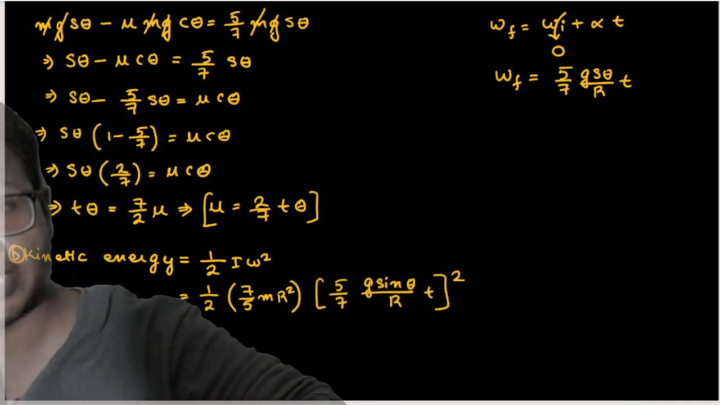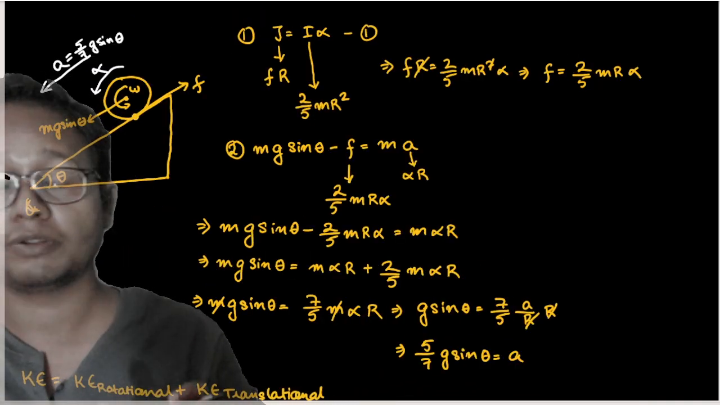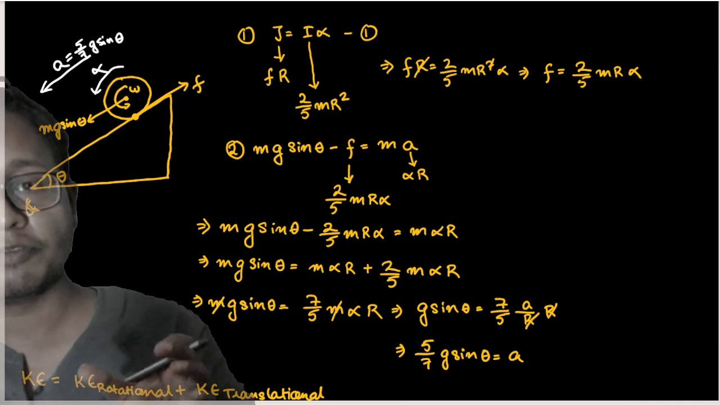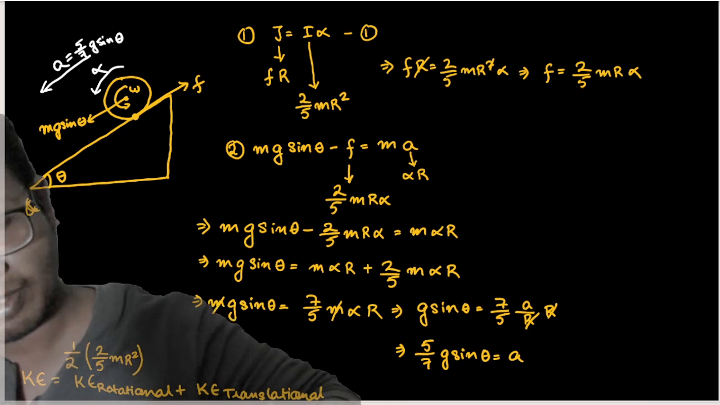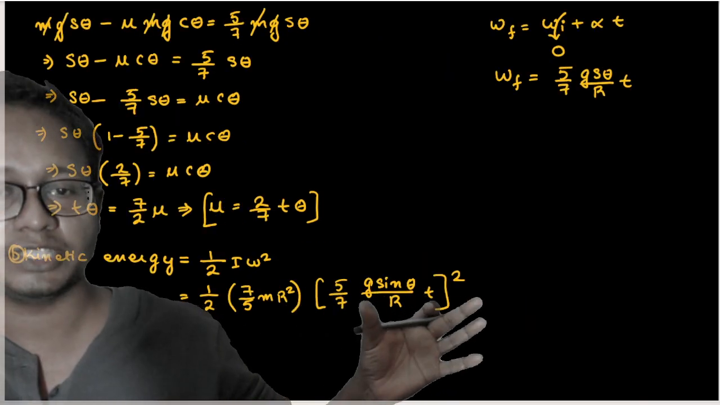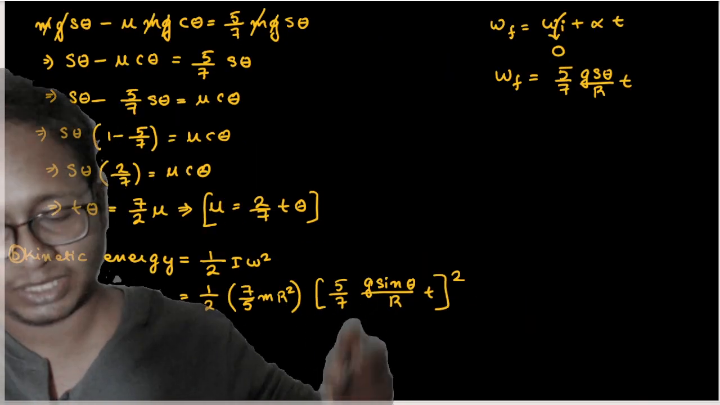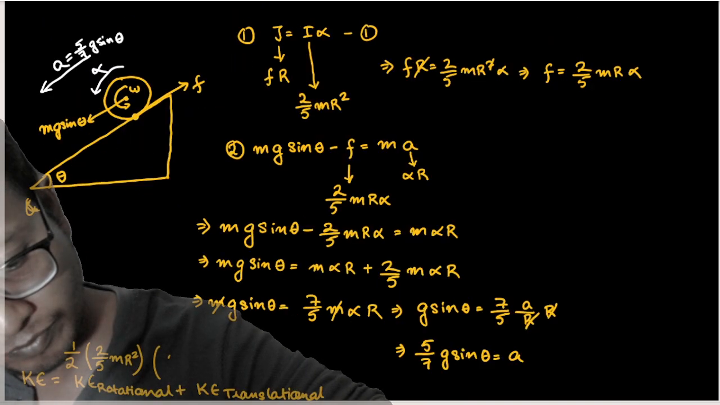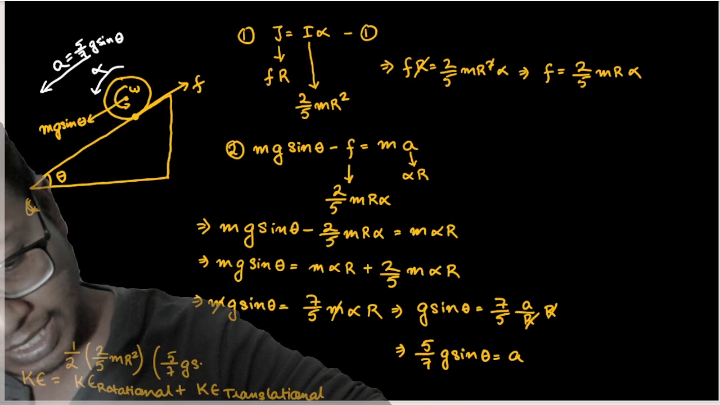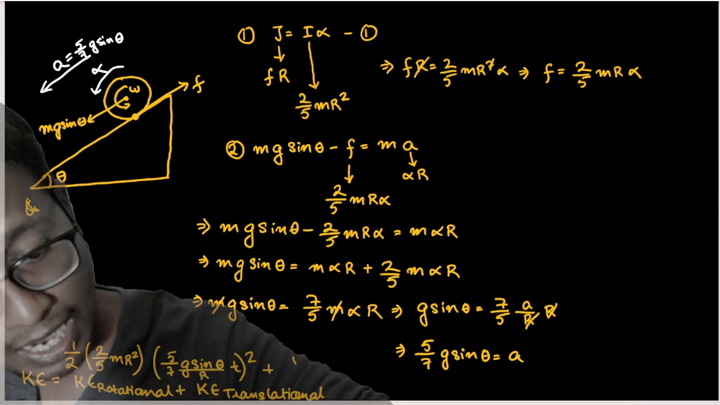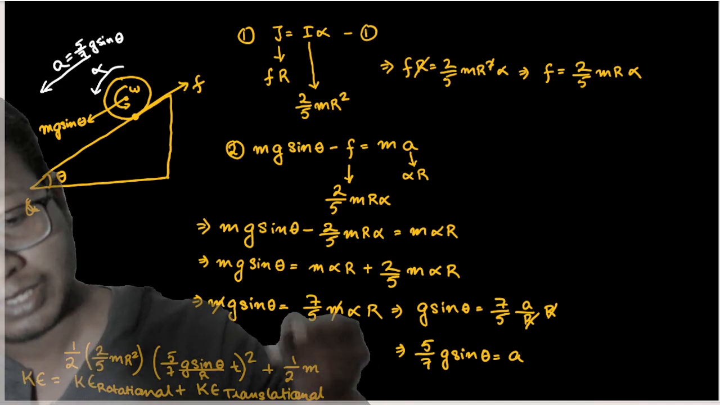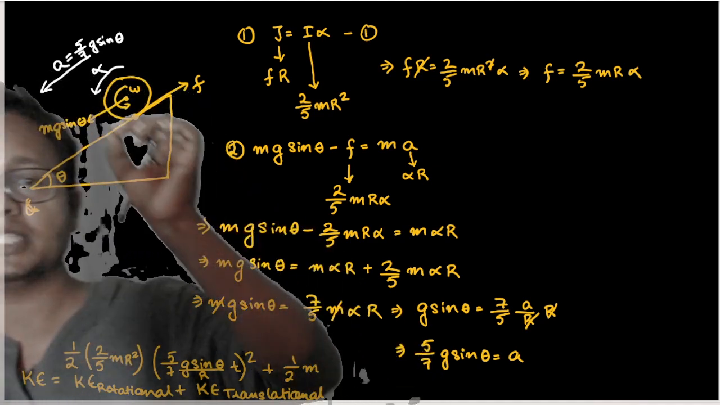But as soon as you shift your frame to ground frame of reference, the rotational kinetic energy becomes half I omega square, where I is nothing but 2 by 5 m r square. 2 by 5 m r square into omega square. The value of omega will come the same as this one: 5 by 7 g sin theta by r into t, whole square. Okay. Plus half m v square. What is the value of v? What is the value of velocity?